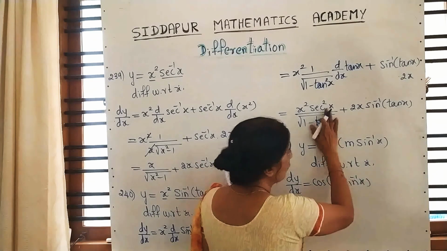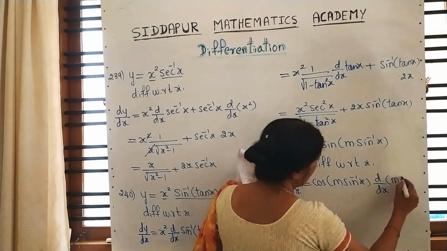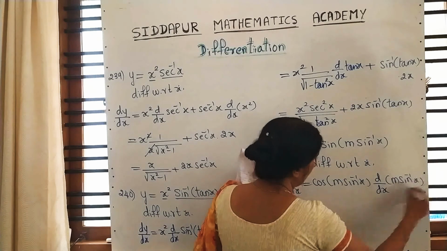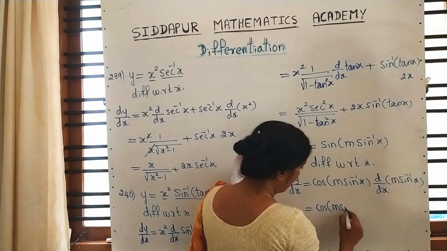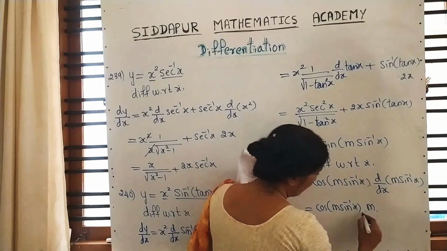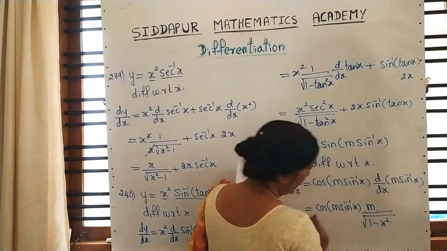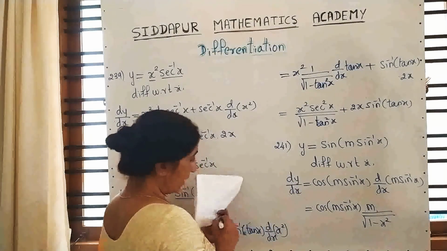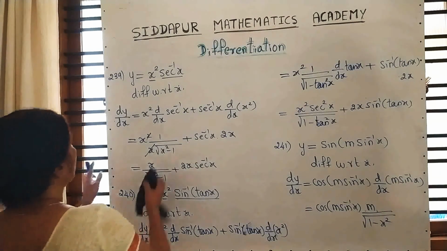But when you close this sin, what is remaining? m sin inverse x is remaining. This is the cos of m sin inverse x. m is constant, differentiation of sin inverse x is 1 upon root of 1 minus x square. And the angle is x, no need to differentiate the angle. See, simple or what? Moving to the next question.